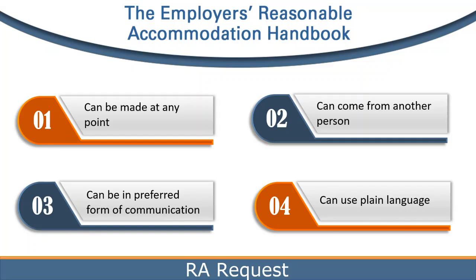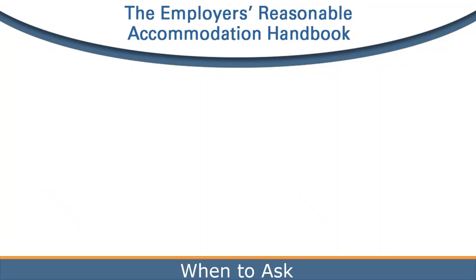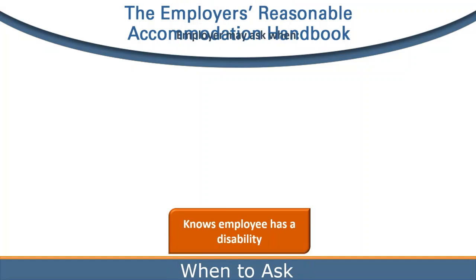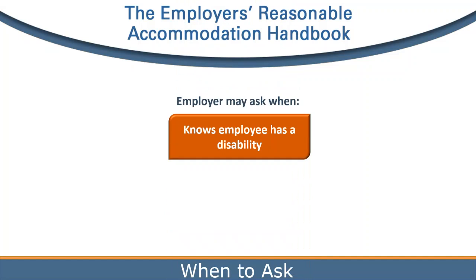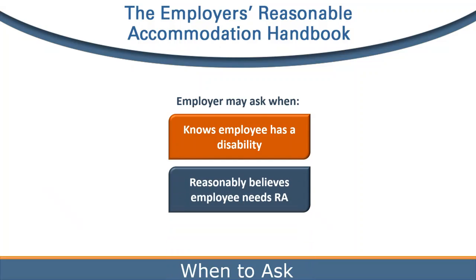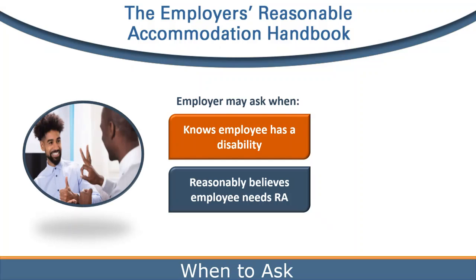Julie, are there times the employer may ask the individual if they need an accommodation when the individual has not requested one? There are, Dustin. An employer may ask when the employer knows the employee has a disability and the employer reasonably believes the employee may need a reasonable accommodation at work. So I have two examples to share. First, a deaf employee is required to travel out of state to attend a conference for the first time as a part of his job. The employer knows the employee is deaf and can reasonably believe he may need accommodations to travel and attend the conference. The employer may ask the employee if he needs a reasonable accommodation.